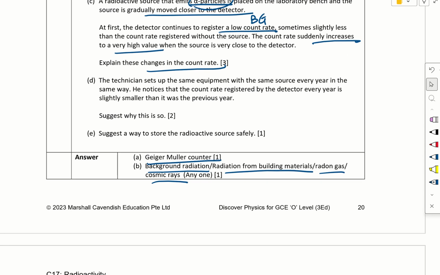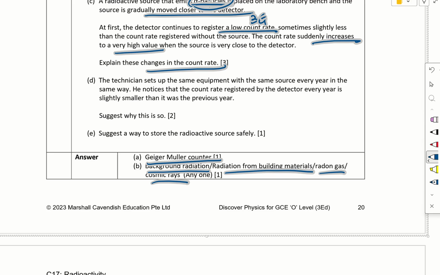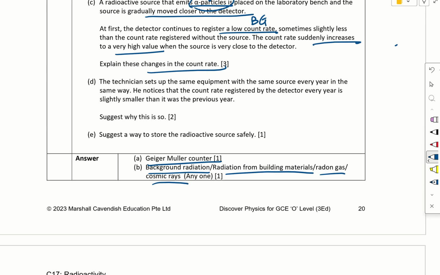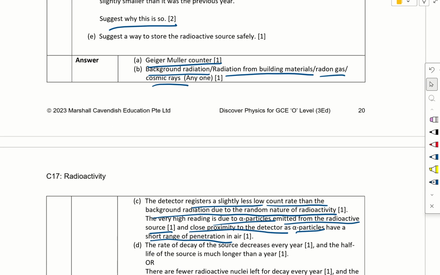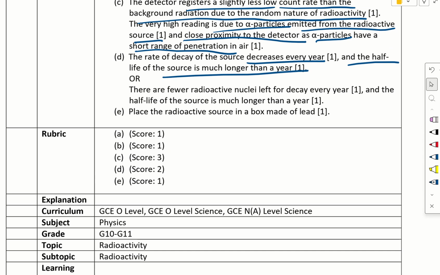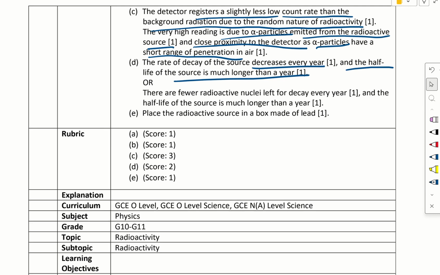A technician sets up the same equipment with the same source every year in the same way. He noticed that the count rate registered by the detector every year is slightly smaller. Suggest why this is so. Because of half-life, the rate of decay of the source decreases every year. The number of nuclei left after the decay every month, every year gets lesser and lesser. There are fewer radioactive nuclei left for decay every year, and the half-life of the source is much longer than a year.